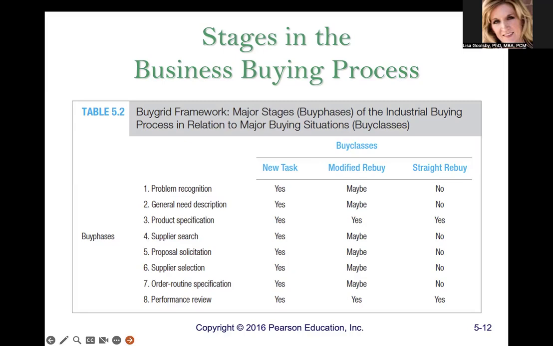After those proposals have been delivered, they may have a supplier selection, and oftentimes that can even be a committee of people that go through that supplier selection, and then order specifications. And oftentimes they'll even put in there some kind of performance review to see how things are going. I've included in this chart, if it's a new task, you're going to go through every single phase. If it's a modified rebuy, you may go through some of them, but not others. And if it's a straight rebuy, you're not necessarily going to go through each of these stages. You're going to bypass all of those. But you would definitely do product specification, and you would want to look at a performance review just to make sure everything's still working for you and you're still happy with the selection that you've made.